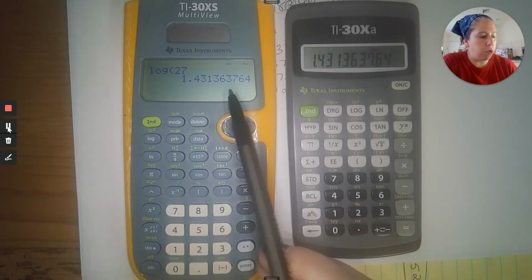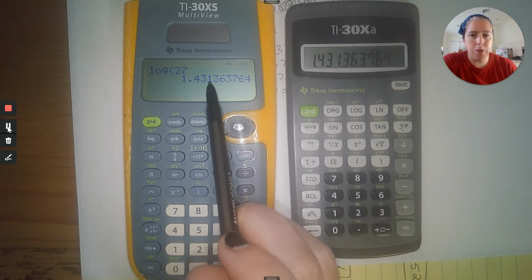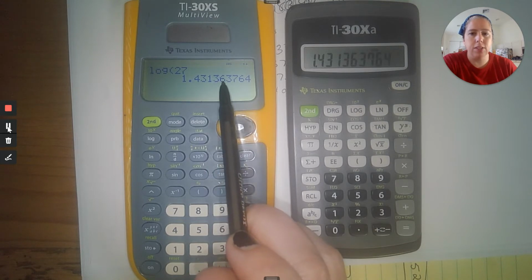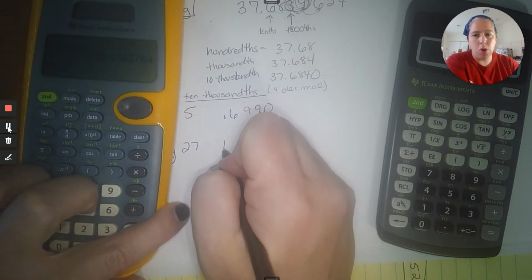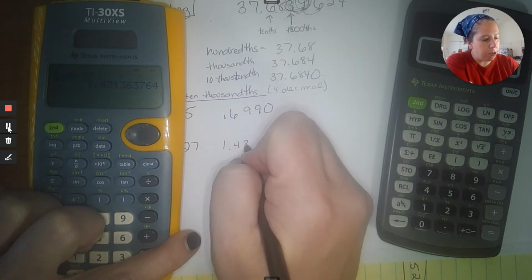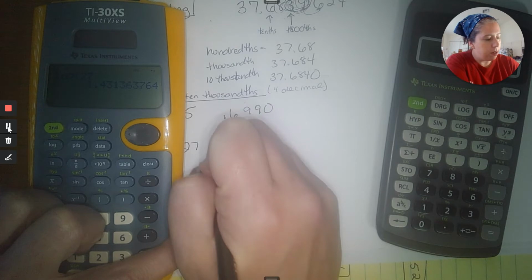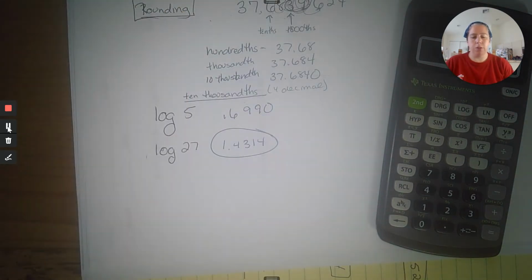So we're going to go to 4 decimal places, so 10,000. So 1, 2, 3, 4. Look behind it, that's a 6. This is going to jump up. So our answer is going to be 1.4314. So that's the log of 27.